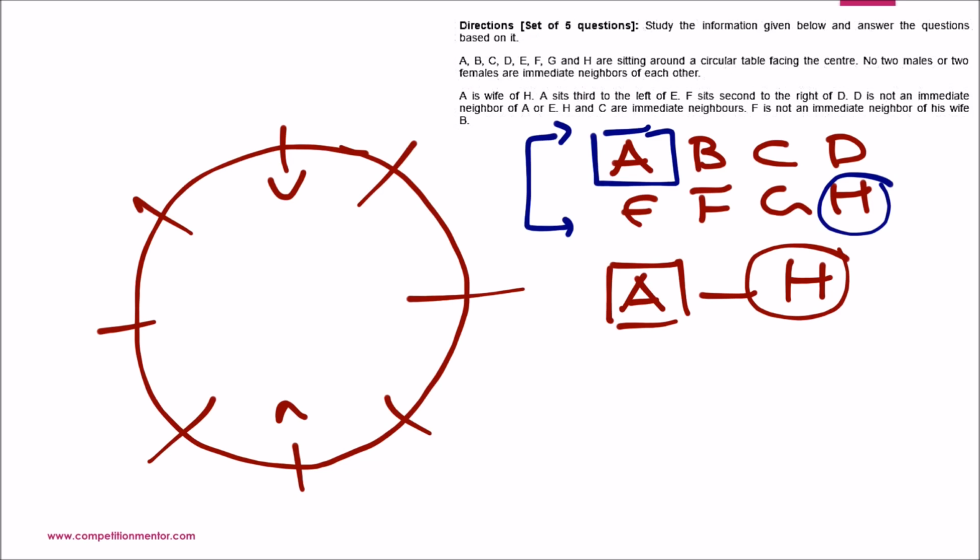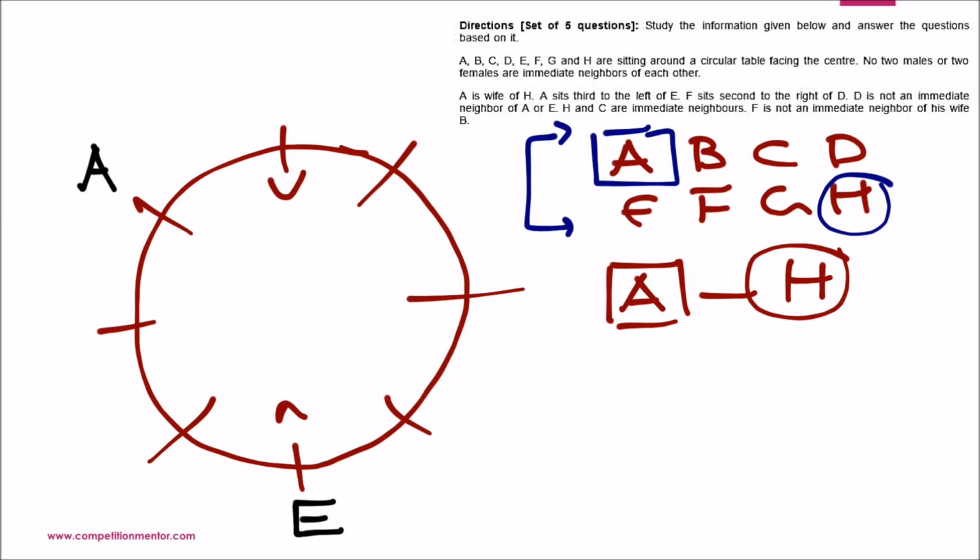A sits third to the left of E. So now let's start putting it down on the screen. Let's take something heavier. Okay, so A sits third to the left of E. If E is here, whose gender till now I don't know, then 1, 2 and 3, this will be third. I think that is clear for you, if you have any problem with this, because this is the left side, right? Third to the left of E.